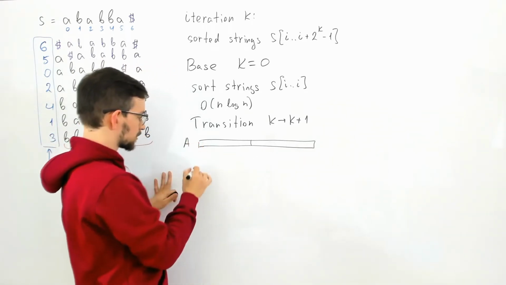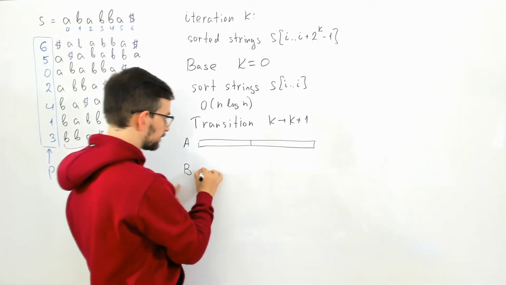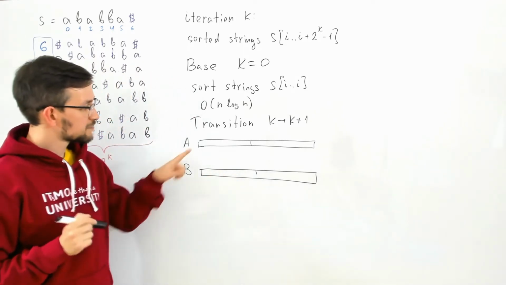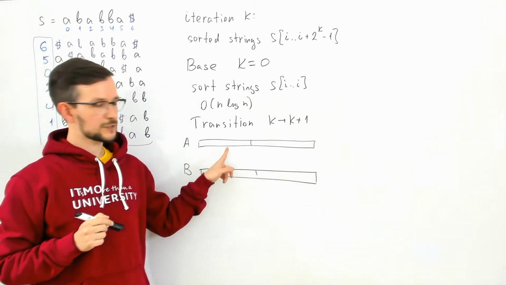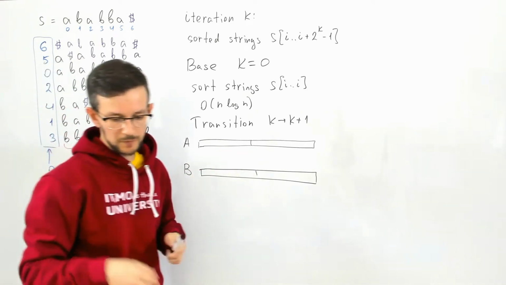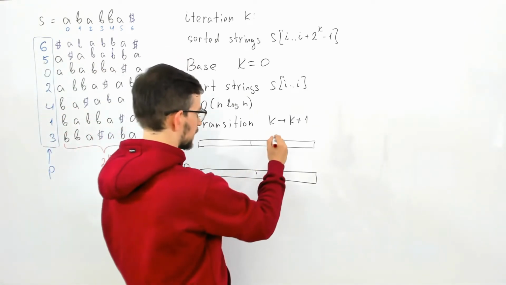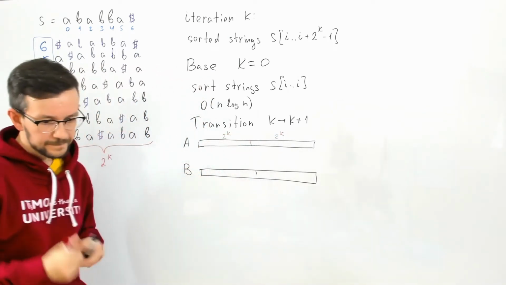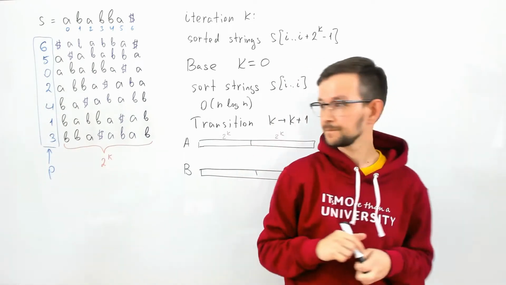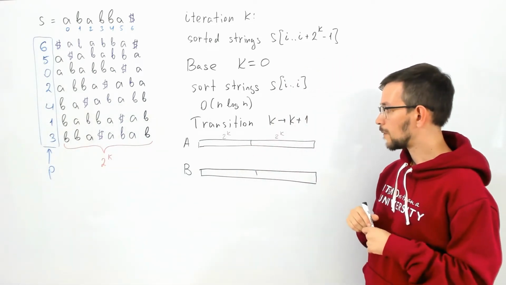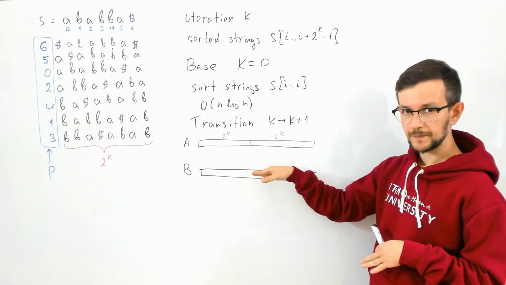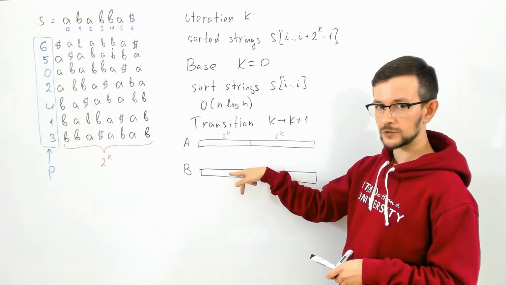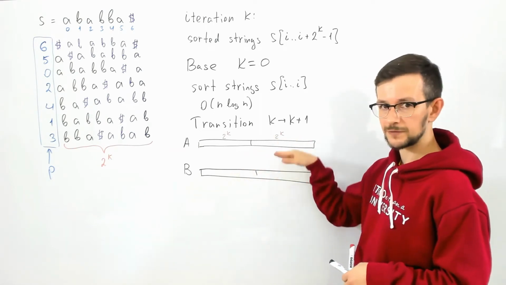So let's have two strings, string A and string B. Let's split both strings into two parts, left part and right part. So each part has length 2 to the power of k. So we have 2 to the power of k here, 2 to the power of k here. Now, how can we compare these two strings? We will do it in the following way. We will compare the left halves of the strings and then compare the right parts of the strings.